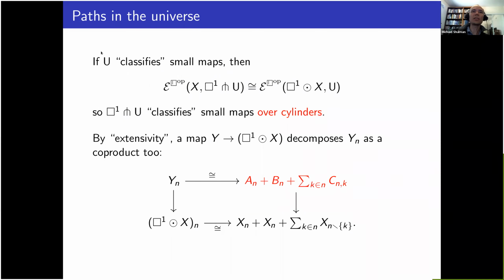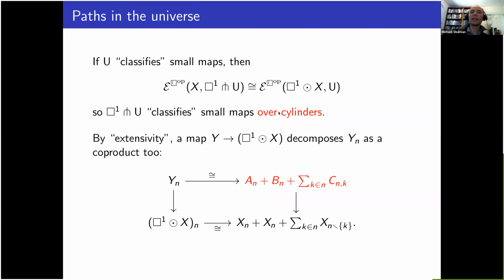So suppose I've got some type U that is some kind of a classifier of small maps. And now I want to understand the path space of U. And I want to understand it by mapping into it. And so again, this is a right adjoint. So mapping into this path space is the same as mapping out of a cylinder. And U classifies small maps. So what I've got to understand is a small map in the slice category over a cylinder.